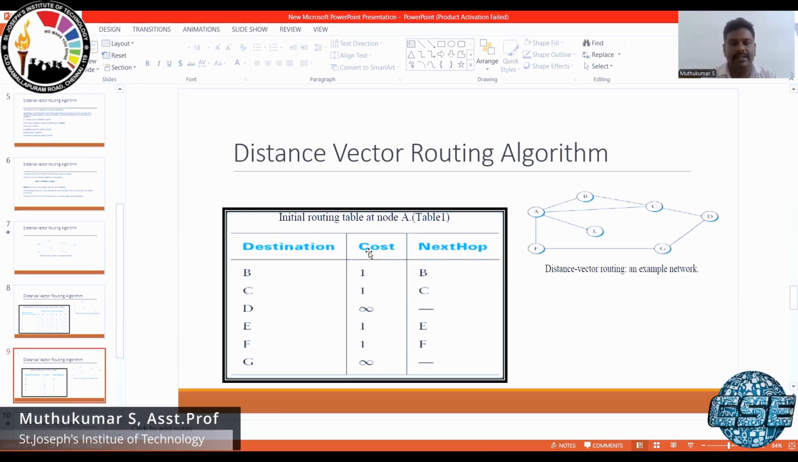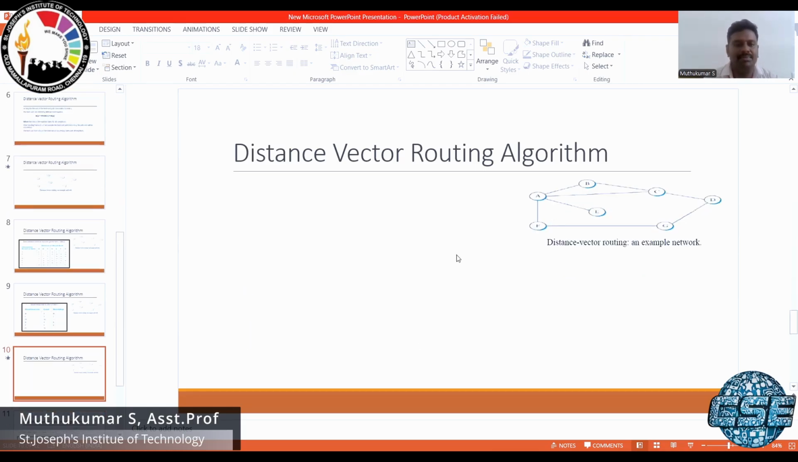So I have considered the initial table of node A. From the previous table, I have taken only the initial table of router A. For A to A, 0, that is not given. A to B is 1, and the next hop, that is the next node, is B only. For A to C, the next node is C only. For A to D, there is no direct path, only infinity, so there is no next hop. We have to find this value. For E it is 1, F is also 1. There is no connection between D and G from A. We have to choose the path. You can choose any path, but it should be minimal. So I will explain with the calculation.